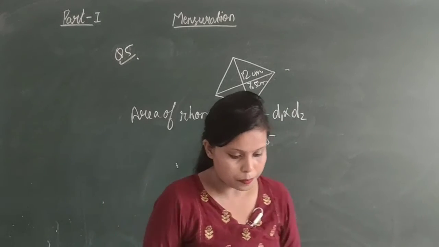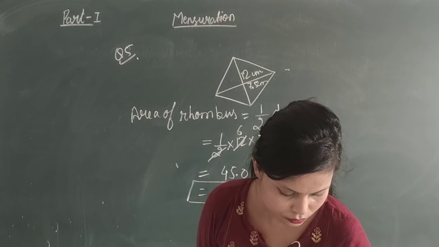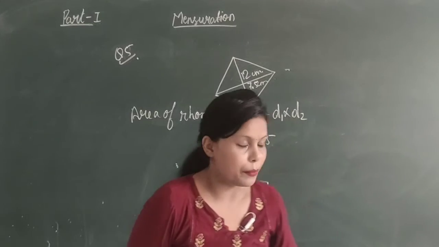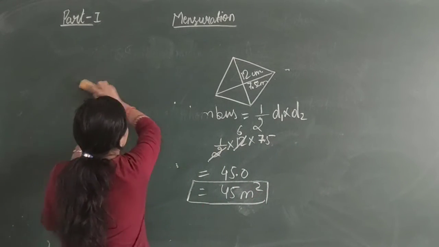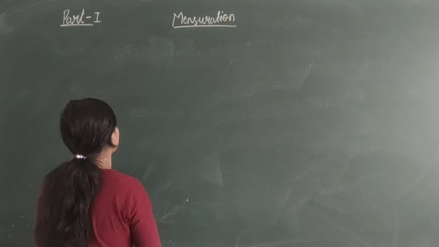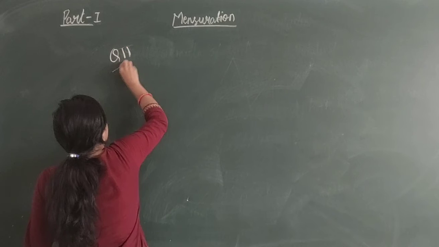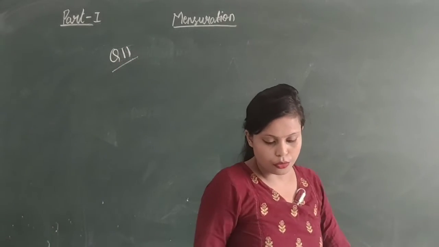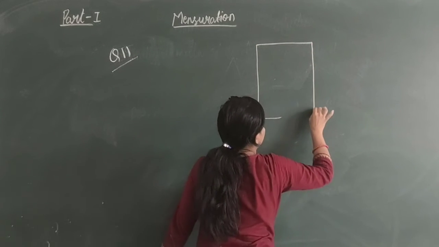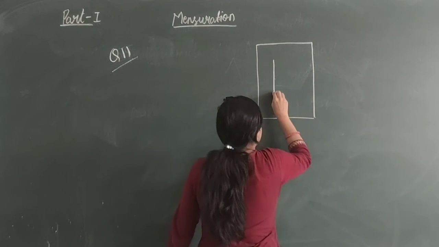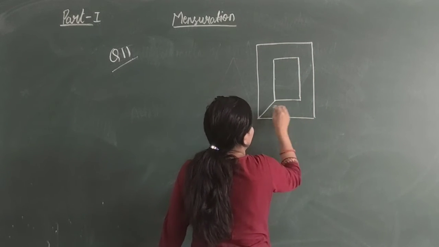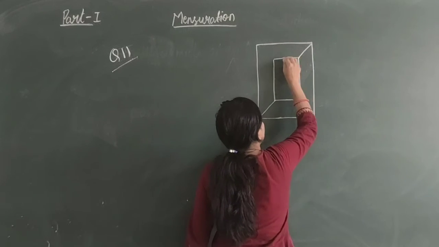Let's do question number 11, which seems to be difficult, but it is very easy. Okay, so one frame is given to you. This is the frame, this is the outer side, and this is the inner side, and all these are connected with a line segment.